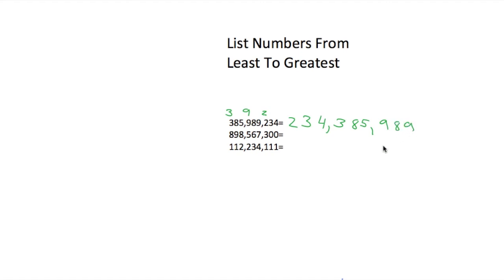Now let's move on to problem number 2. Let's note down the tens place first. So in this place we have 8. Sorry if you can't see that. We have 5 in this tens place. We have 3 in this tens place. So from least to greatest again. So let's see. Least one we have is 300 here. So 300. Second least is 567. And 898.